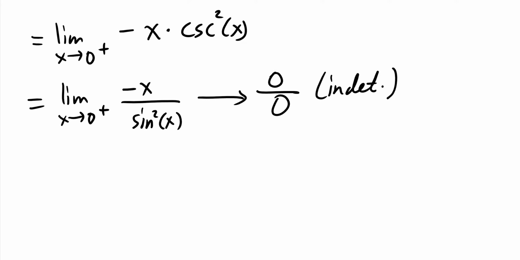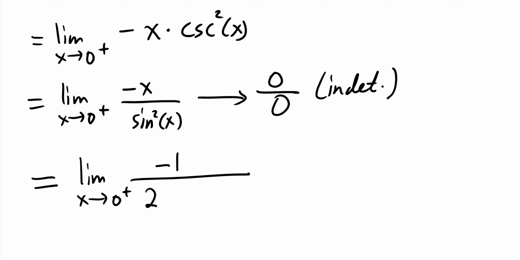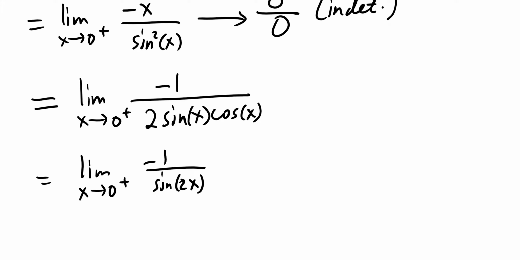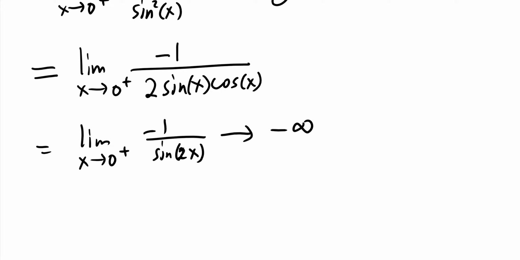Indeterminate. So how do I rewrite it, or get rid of this indeterminate form? I can use L'Hopital's again. So the limit as x approaches 0 plus, the derivative of the top is negative 1. The bottom is 2 sine x cosine x. And in fact, this one, the limit as x goes to 0 plus of negative 1 over sine 2x, just to make it easier to see. And if you look at the graph of this, that denominator approaches 0. So this whole thing approaches negative infinity. And you can look at it on the graph to see why this works this way.